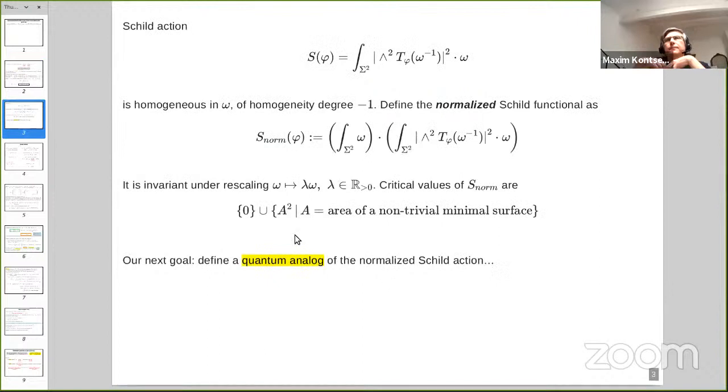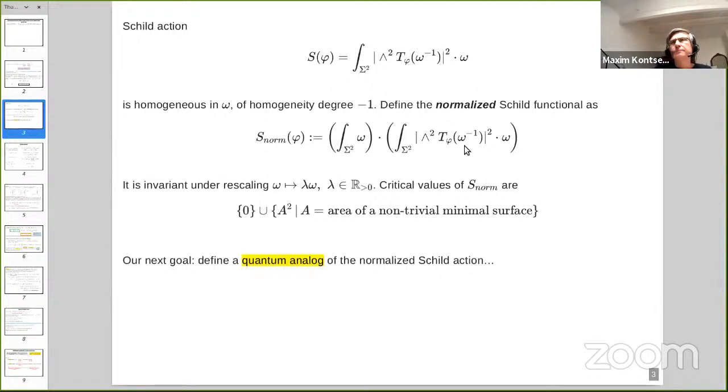Okay, so this Schild action, I just write it again. You see that omega appears 2 times, once for integration and once for the Poisson bracket, but we raise it to the square, so the homogeneity degree is -1 in omega. So if you multiply by lambda, the action will be divided by lambda. And just to cancel this homogeneity, we multiply by something which doesn't really depend on the choice of embedding, by the area, and the normalized Schild action will be invariant under rescaling, only by a constant.